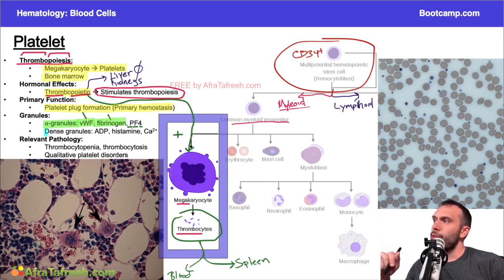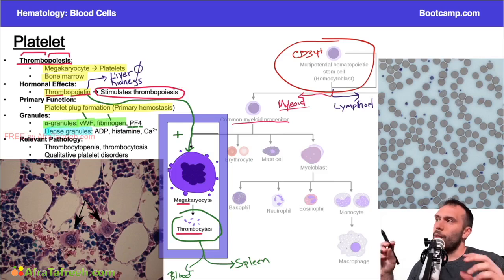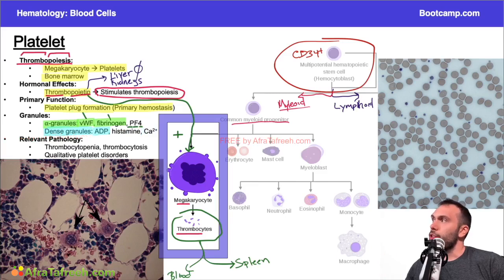The other type of granules that we'll talk about are the dense granules, and we'll go into these in a little bit more detail when we talk about primary hemostasis. The big thing here you want to remember is that ADP is going to be in the dense granules, and then histamine and also calcium will be contained there as well.